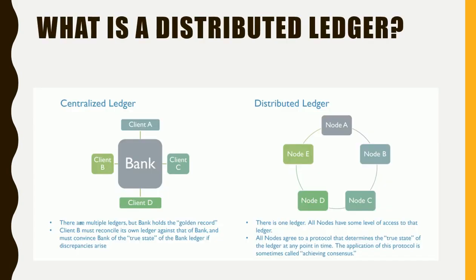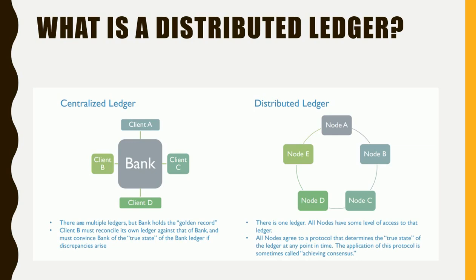So, what is the difference between a centralized ledger and a distributed ledger? As you can see, in a centralized ledger, each node is connected to a central server. In this example, you can see client A, client B, and client C all are connected to a central server that is a bank. So, if client A wants to do a transaction with client B, they must go to the bank for the services provided by the bank for the transaction.